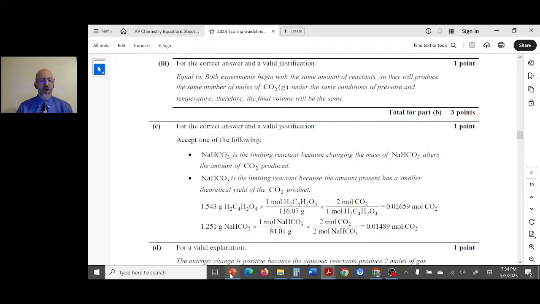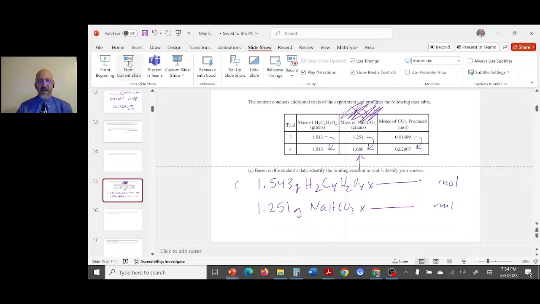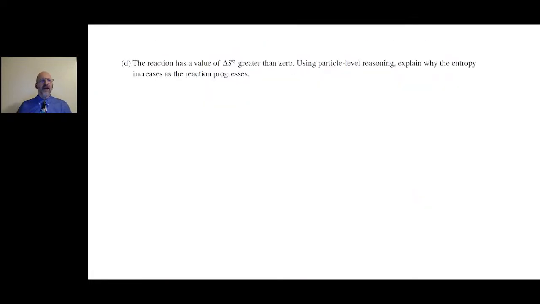All right, now we have to talk about entropy. So back to this. This is a Unit 9 topic. The reaction has a value of delta S, so the change in entropy, that is greater than 0. That means that entropy is increasing. Using particle level reasoning, explain why the entropy increases.